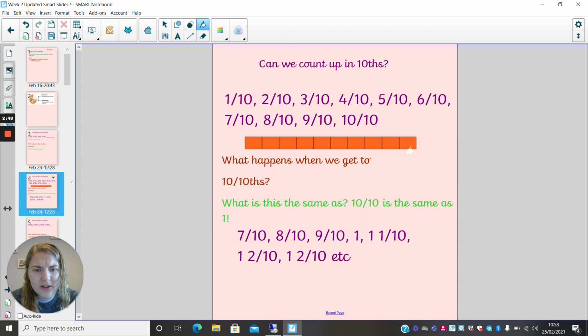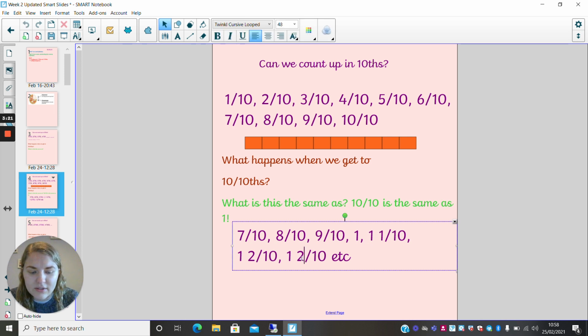Okay, imagine that was like a really long, skinny pizza. We've cut it into 10. If you ate 10 pieces, you would eat the whole pizza. You'd be super full. Okay, so I can also write 10 tenths as 1, they're equal. So can you see here, I've got 7 tenths, 8 tenths, 9 tenths, and instead of writing 10 tenths, I've written 1. Okay, and then you would have 1 whole and 1 tenth, 1 whole and 2 tenths, 1 whole and 3 tenths, etc. Oh, that says 2. There we go. All right, lovely.